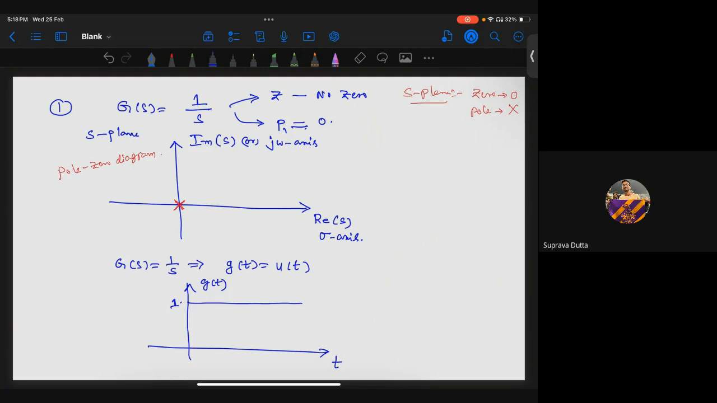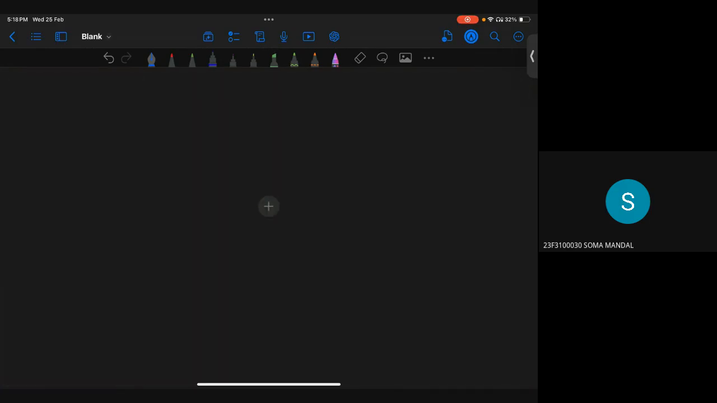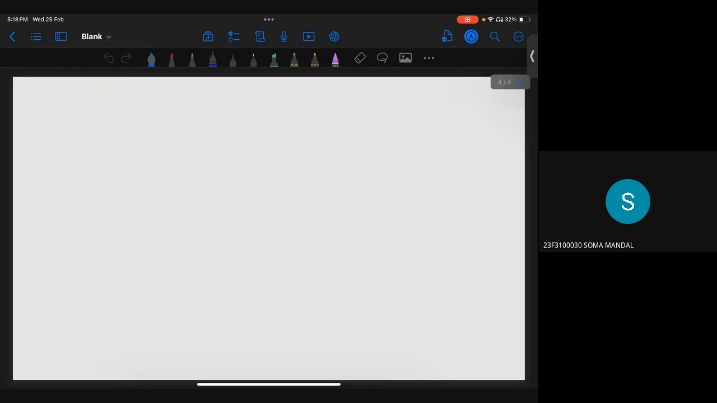So what we are trying to do is, given a transfer function, we write what the poles and the zeros are, represent them on the S plane, and write its time domain function. Is this clear? Yes, sir. So next, let us consider one more so that you will understand better.